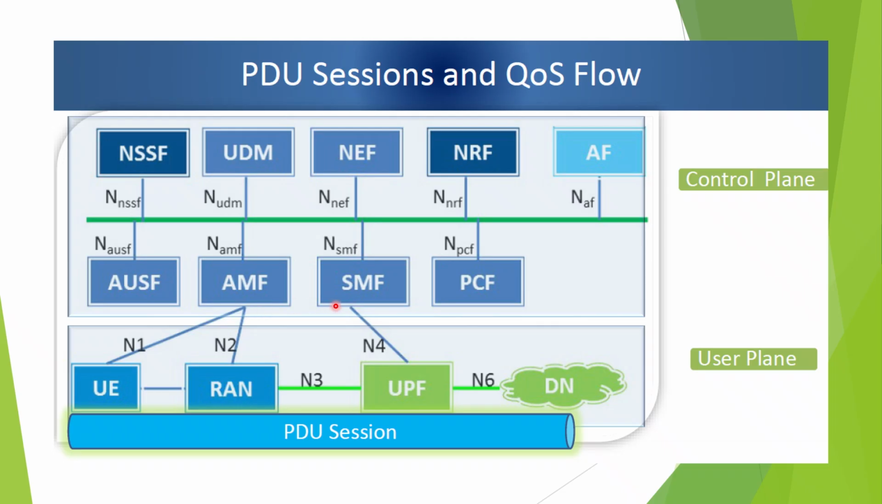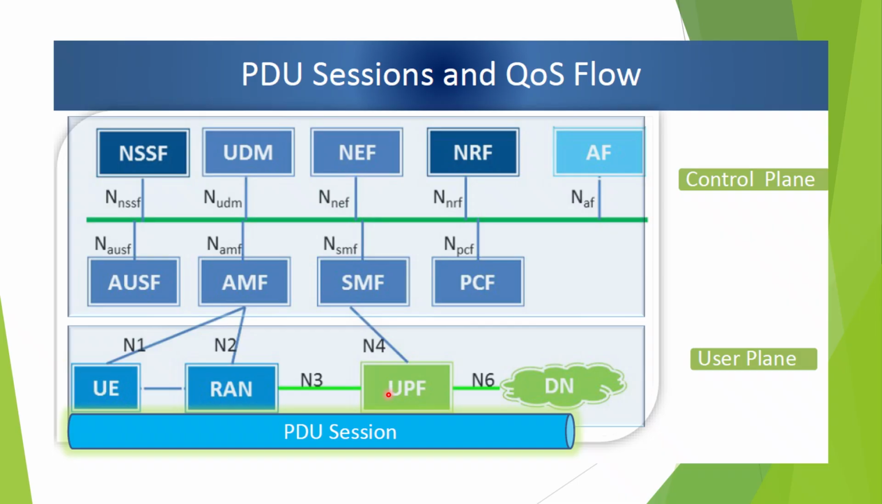Step 3, the AMF selects the SMF, for appropriate session management function. The next step, the SMF creates the session by allocating the IP addresses, selecting the UPF, creating the session context, and creating the quality of service rules. The UPF creates the tunnel ID and the GTP-U tunnel.